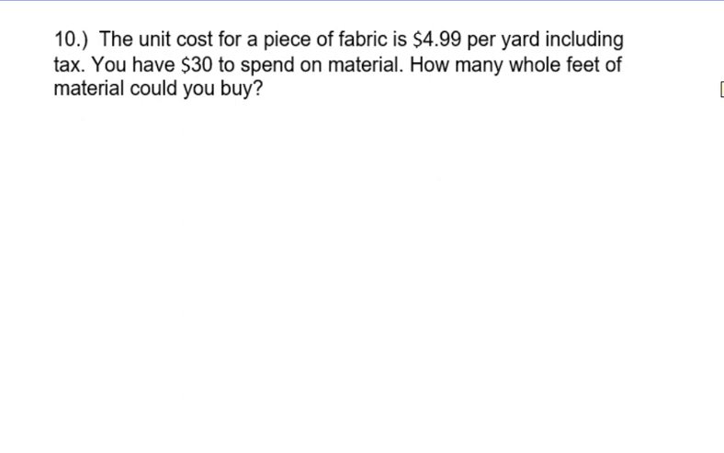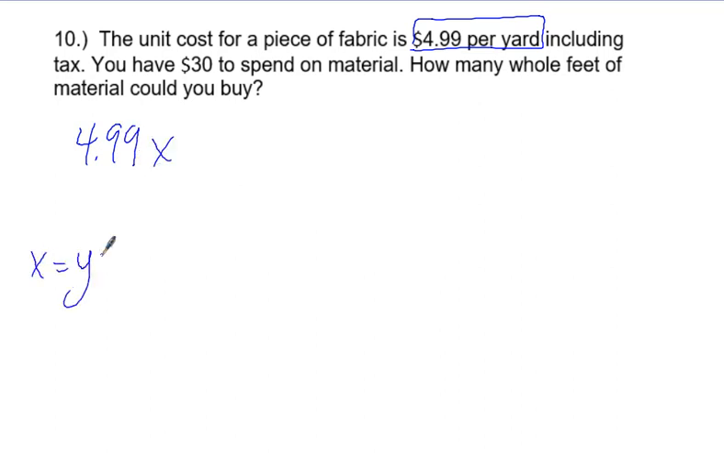The unit cost for a price of fabric is $4.99 per yard, including tax, so they pay for your tax, don't worry. You have $30 to spend on material. How many whole feet of material can you buy? Okay, so we have $4.99 per yard. Okay, X is going to stand for yards. I have $30 to spend.